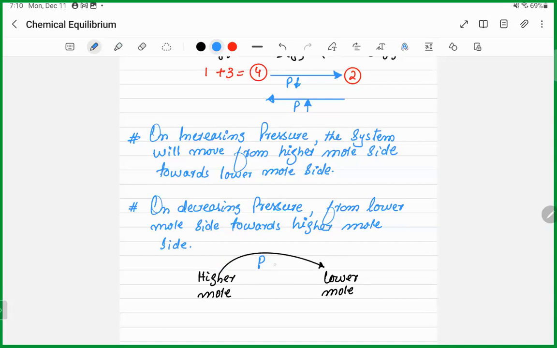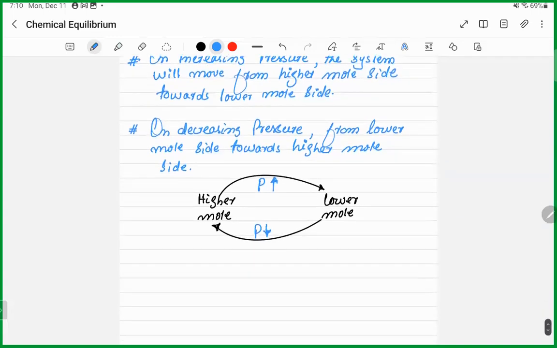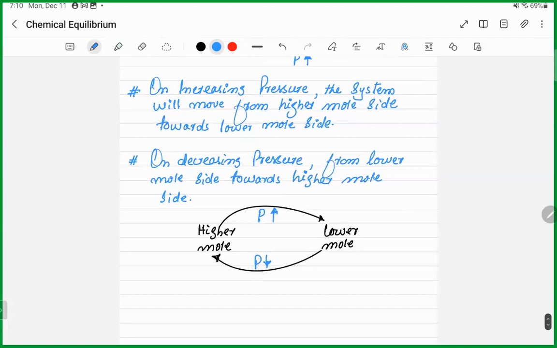प्रेशर इंक्रीज करने पे हायर से लोअर की तरफ एंड लोअर टू हायर ऑन डिक्रीजिंग प्रेशर. ठीक है नी? So I hope this concept must be clear. Let's quickly cover up the next one.